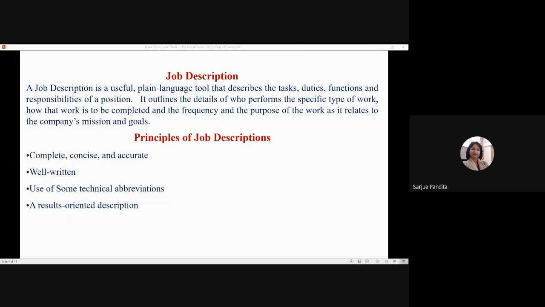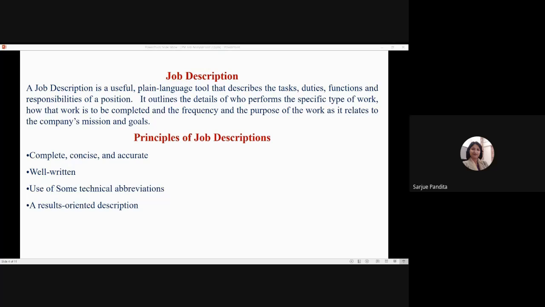Then a result oriented description. While writing a job description, it should explain why functions are performed and allow one to more effectively manage the objectives of the position. That means when the JD is being written, employees should be able to understand the objectives related to the position and what is being expected out of their performance. It also helps the compensation consultant evaluate the position more quickly and effectively when it is written keeping in mind the objectivity of the job. So it helps the compensation consultant to correlate the output with the compensation, or how it should be compensated accordingly.